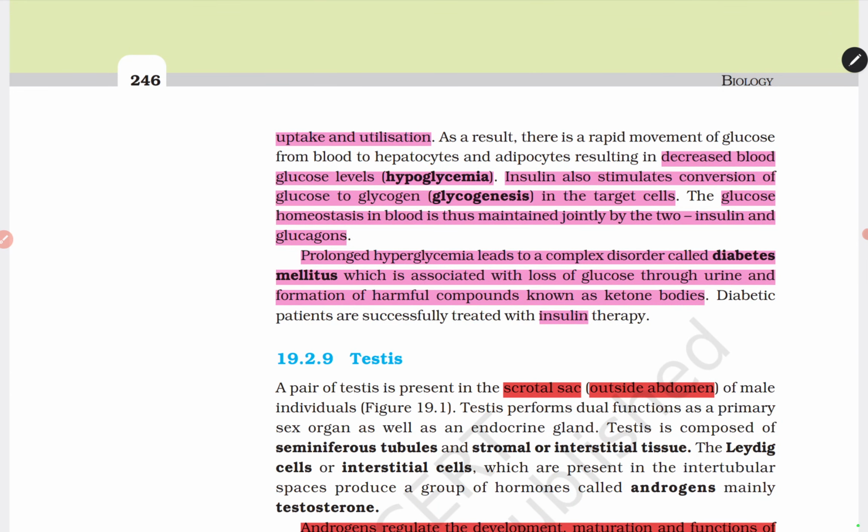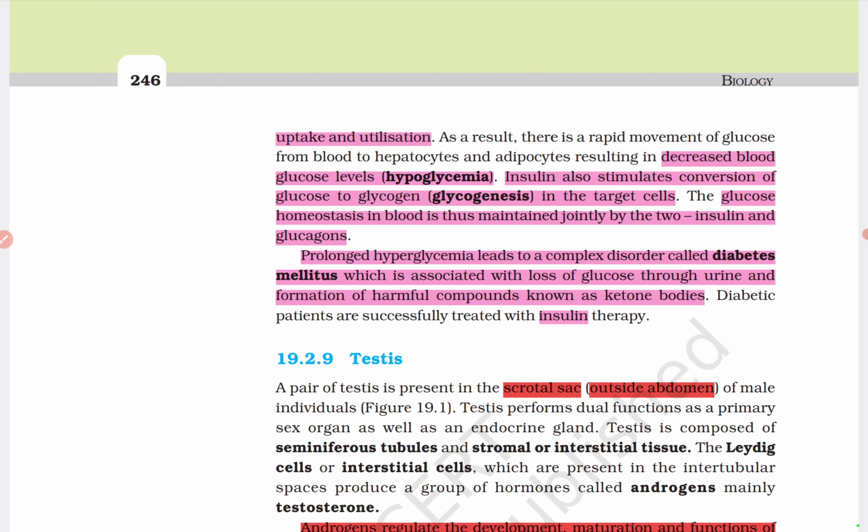And as a result, we have decreased blood glucose level, hypoglycemia. Insulin also stimulates conversion of the glucose to glycogen, that is glycogenesis, in the target cells. This glucose homeostasis in blood is thus maintained jointly by the two hormones, insulin and glucagon.